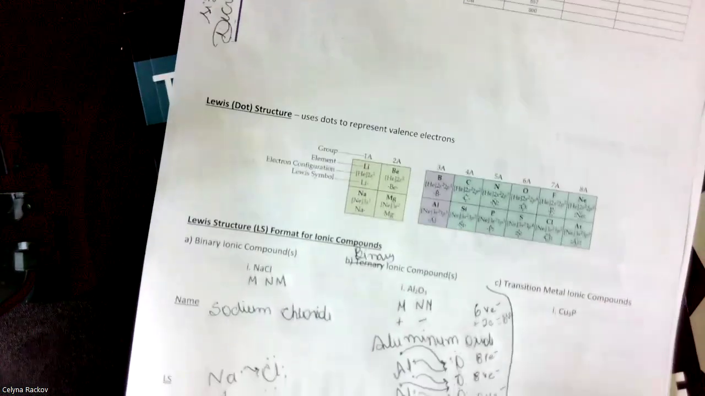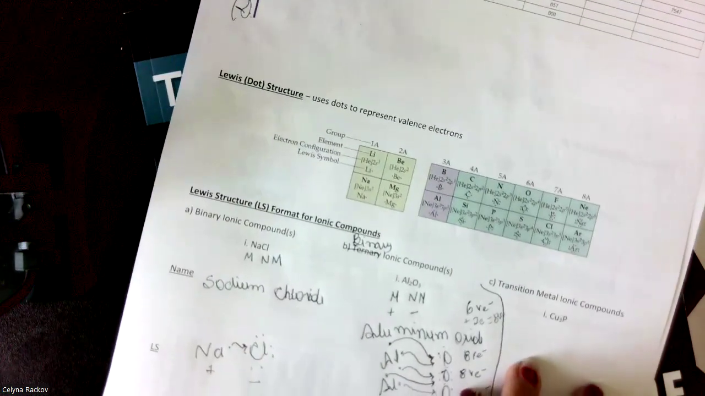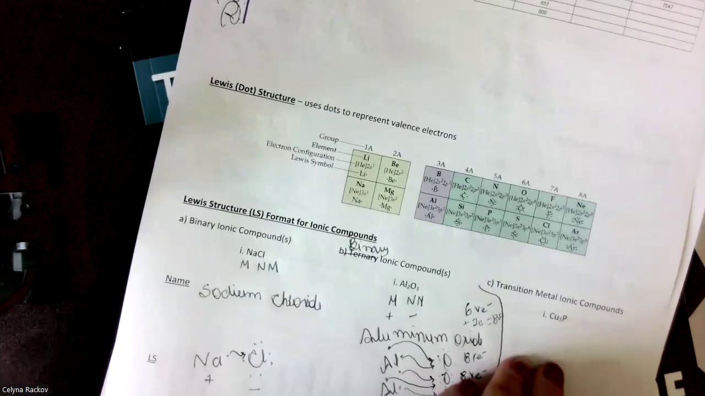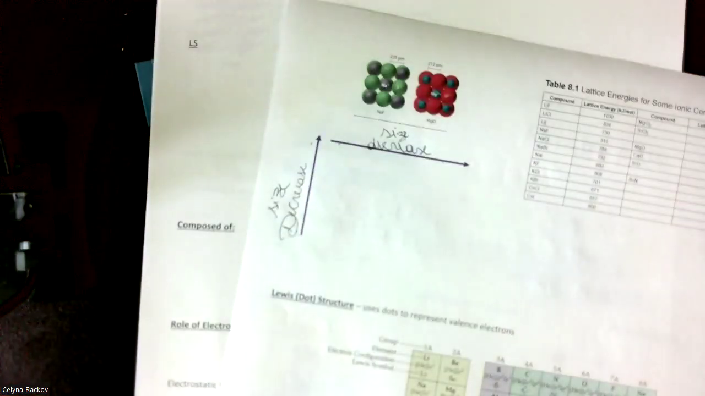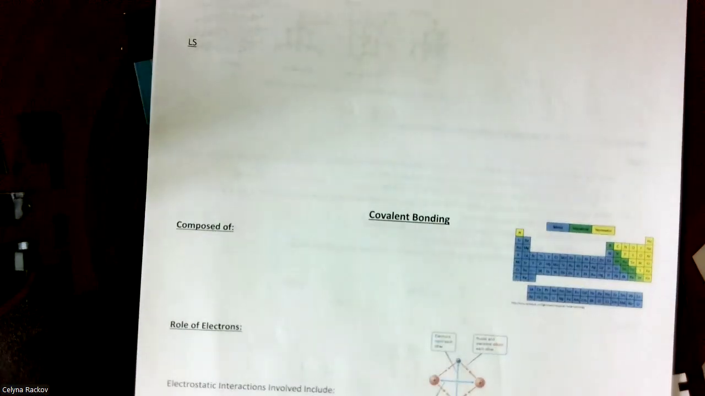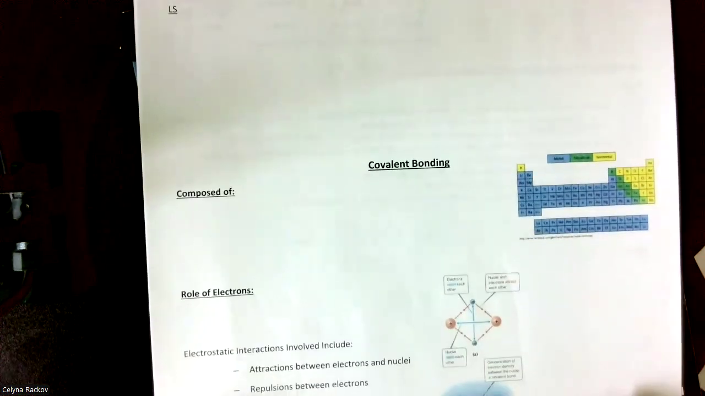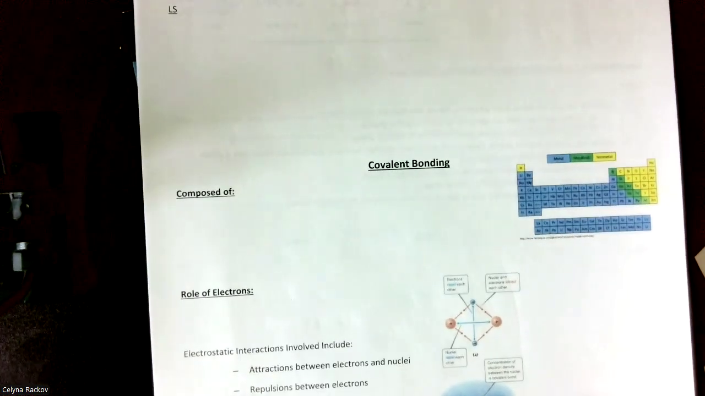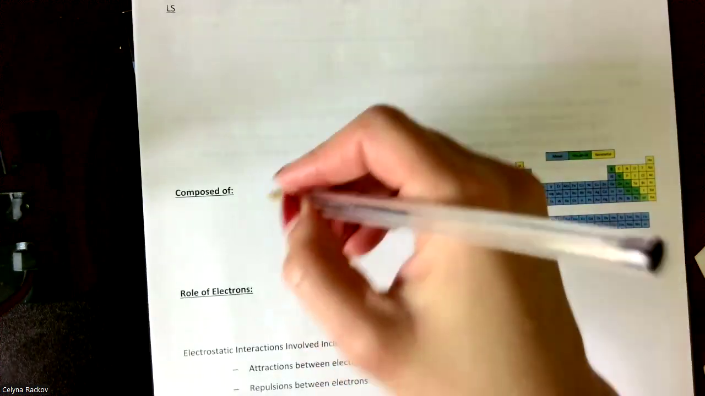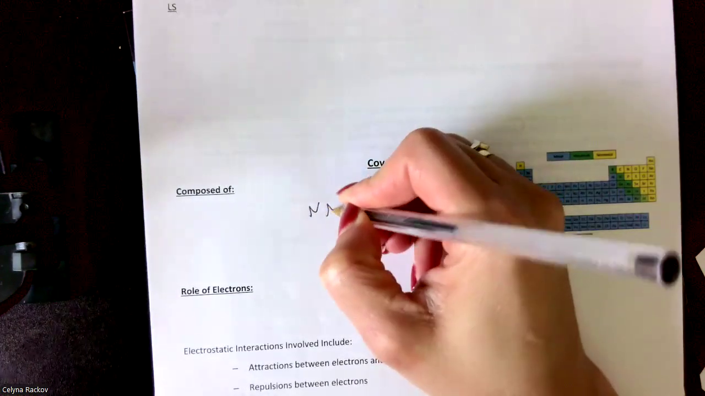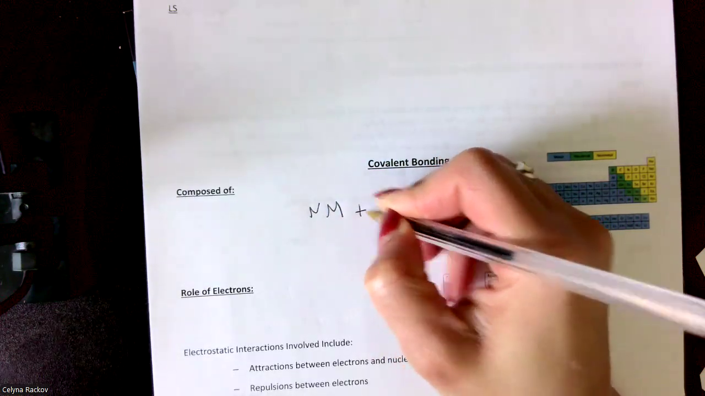Okay, and let's go to the next topic here. Next stop is covalent compounds. A covalent compound is between a non-metal and a non-metal.